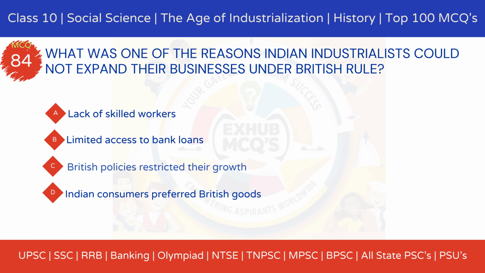84. What was one of the reasons Indian industrialists could not expand their businesses under British rule? Option A. Lack of skilled workers. Option B. Limited access to bank loans. Option C. British policies restricted their growth. Option D. Indian consumers preferred British goods.